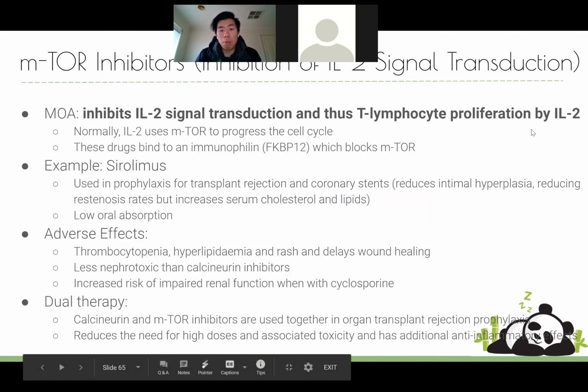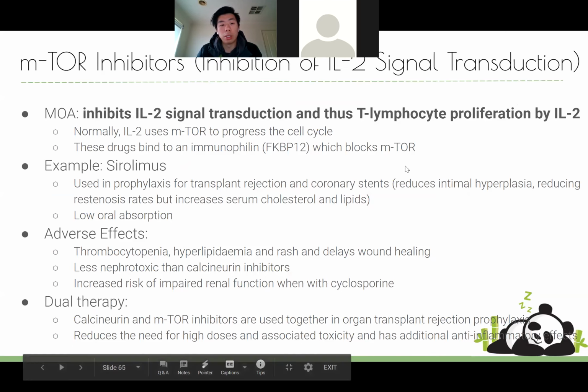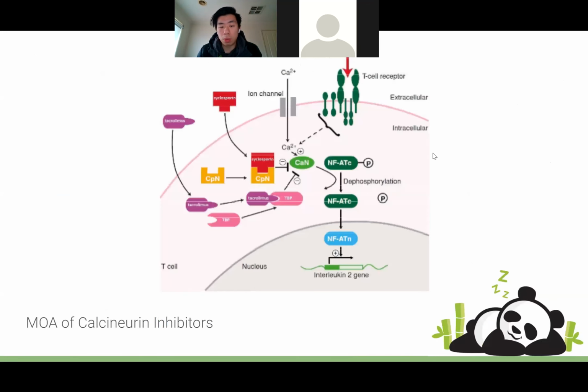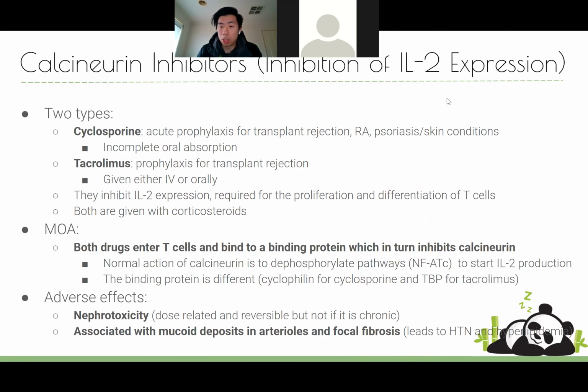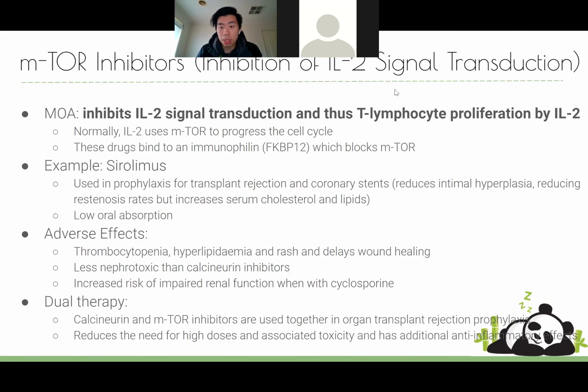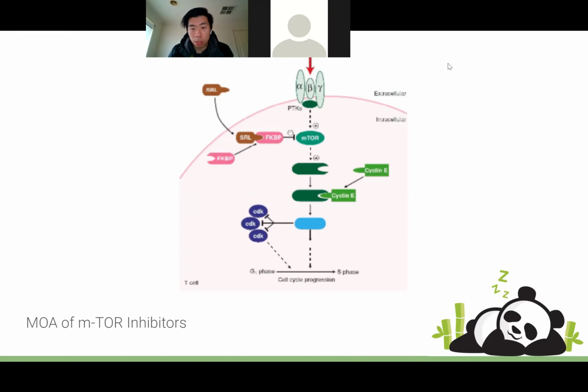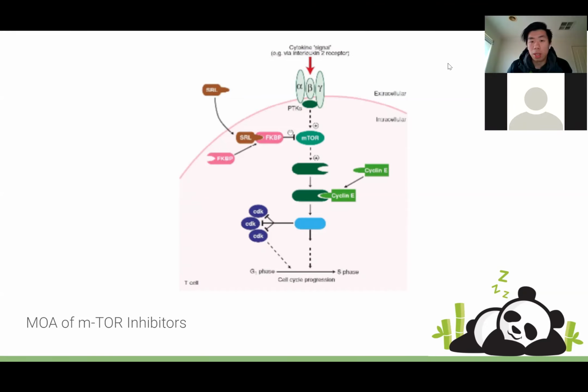Cool. So your mTOR inhibitors are inhibition of IL-2 signal transduction. The method of action here is that they inhibit IL-2 signal transduction and thus T cell lymphocyte proliferation by IL-2. So this is different from the one before, which is your inhibition of IL-2 expression. This inhibits that signal transduction pathway. So this is production here, where your IL-2 is up here. Your IL-2 here prevents it from going through.